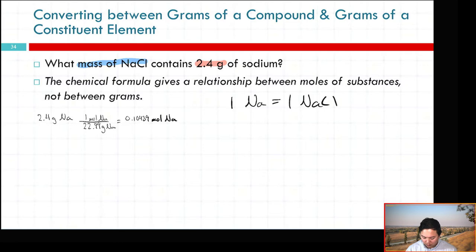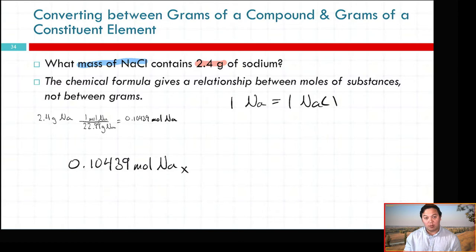So we can take our 0.10439 moles of sodium. You can see how this is basically what we did on the previous problem, but working in the opposite direction, right? We started with a molecule before, and we went from that molecule to numbers of an individual atom inside of that molecule. Now we're saying we've got this many moles of this atom, sodium, how many molecules of sodium chloride will we be able to make? And because it's 1-to-1, the only thing you really need to worry about here is that it's one sodium, one sodium chloride, because we're converting sodium to sodium chloride.